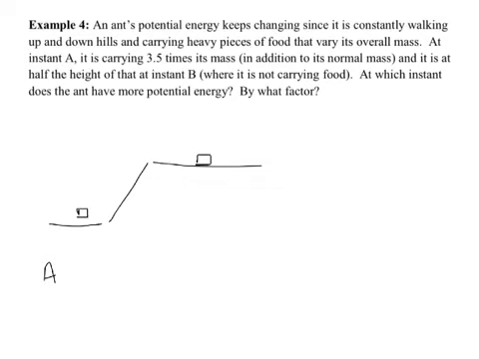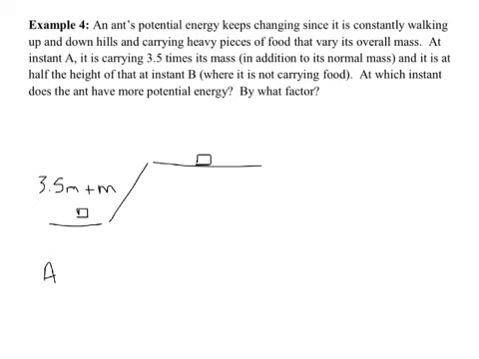Now, the mass at instant A would be 3.5 times its mass in addition to its normal mass. So let's call the mass of this ant m. So the mass here would be 3.5 m plus m. Again, 3.5 times its mass, 3.5 m, in addition to its normal mass, plus m. That's the mass at that location. We don't have a number. We know that the mass of the ant is m, and it's carrying food.